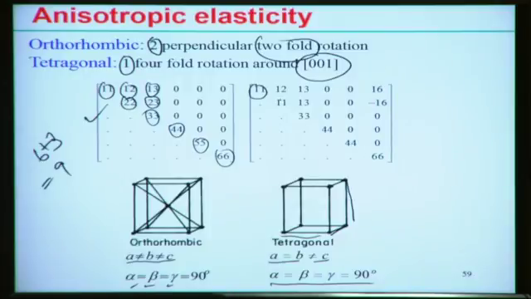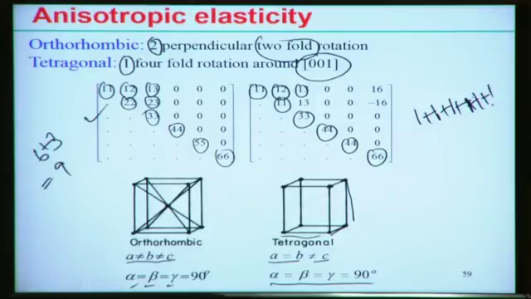Say 11, 33, 44, 66, and apart from that there are 12 and 13, and that is another one, 16. So 1, 2, 3, 4, 5, 6, 7.